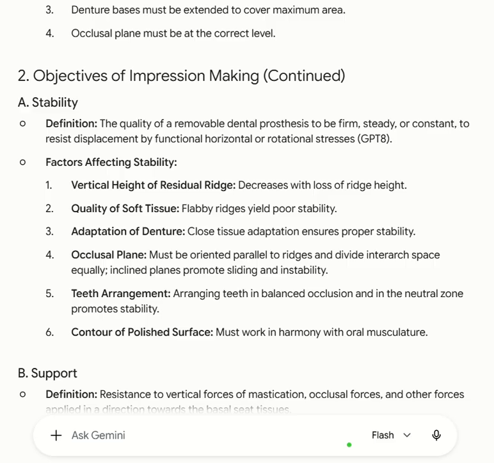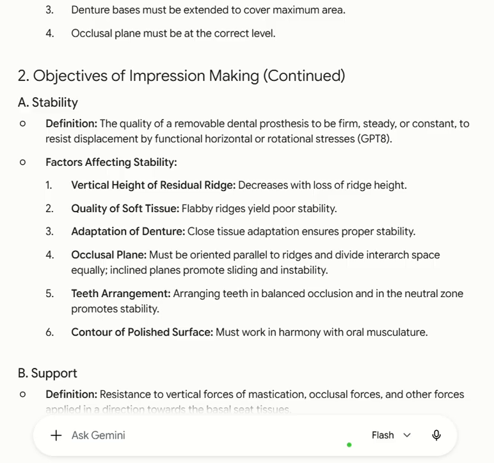Occlusal plane must be oriented parallel to ridges and divide intra-arch space equally. Inclined planes promote sliding and instability. Teeth arrangement: arranging teeth in balanced occlusion and in the neutral zone promotes stability. Contour of polished surface must work in harmony with oral musculature.